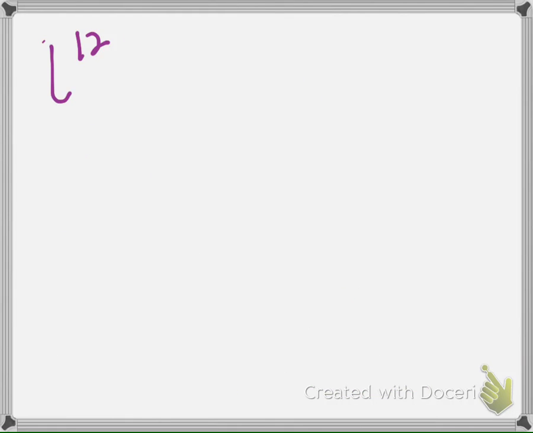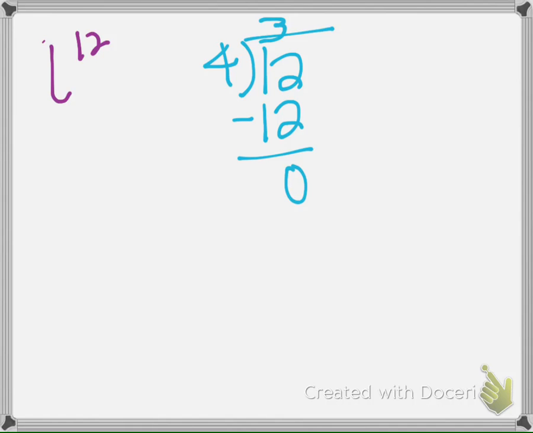Alright, i to the 12th. So since there's a pattern for every 4, we're going to take 12, divide by 4, and 4 goes into 12 3 times. So since it goes into 12 exactly 3 times, there's a remainder of 0.